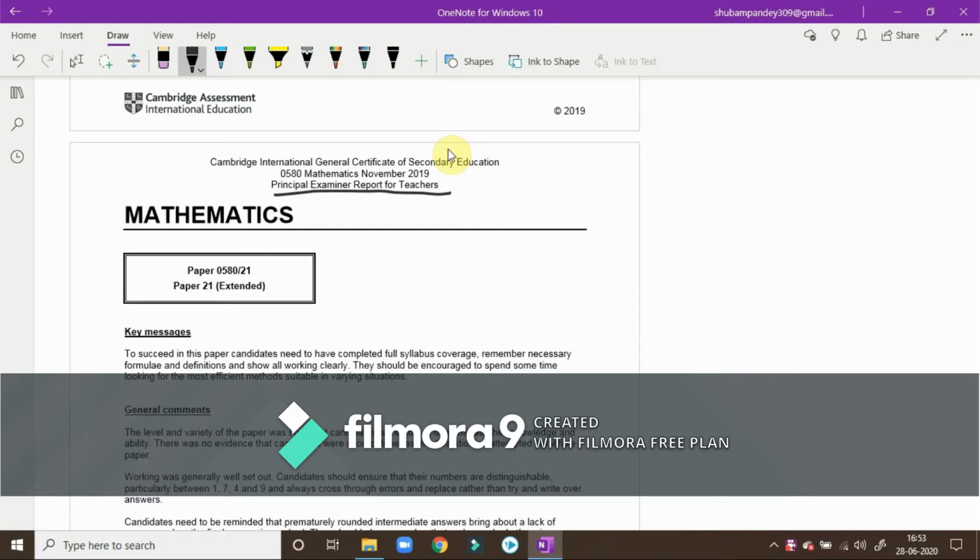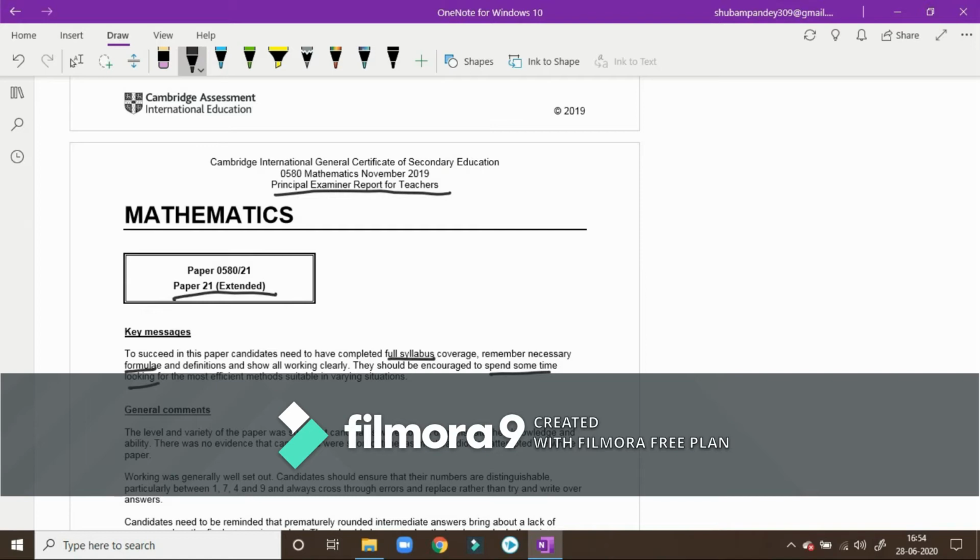I've opened this document and scrolled down to paper 21, which is the extended paper. Here, what is the key message? Firstly, the examiner says that candidates need to have covered the full syllabus, and they need to remember the necessary formulae and definitions they'll be tested on in this paper. Plus, they need to spend some time looking for the most efficient way. See, the examiner has mentioned that you need to look out for the most efficient way. You just cannot keep on solving and filling pages upon pages.